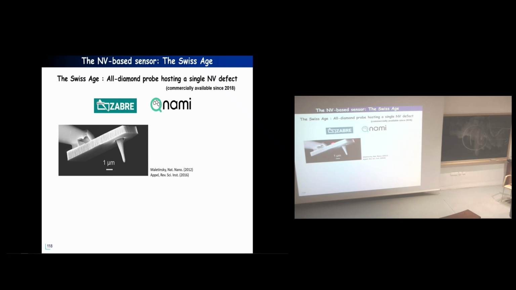This is full monocrystalline high purity diamond. This tip was etched out from the thicker pure diamond plate at the end. And what is important is that the NV is just there, within a slice of 50 nanometers.